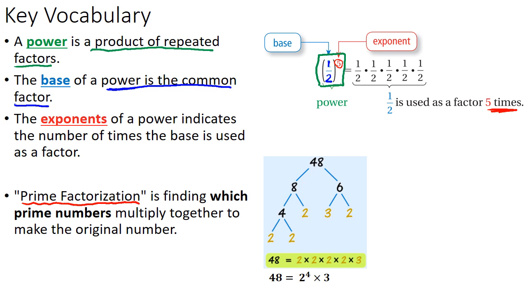So as we look at this number right here, we have 48, and we know that 8 and 6 multiply together to make 48. I know that 4 and 2 multiply together to give us 8. I know that 3 and 2 multiply together to give me 6. And I know 2 and 2 multiply together to give me 4.